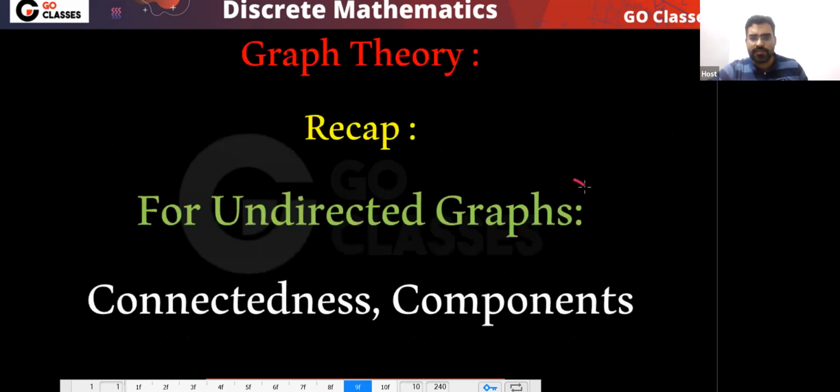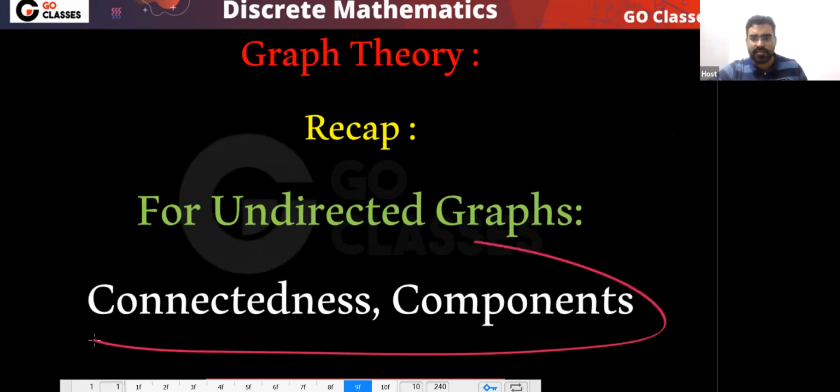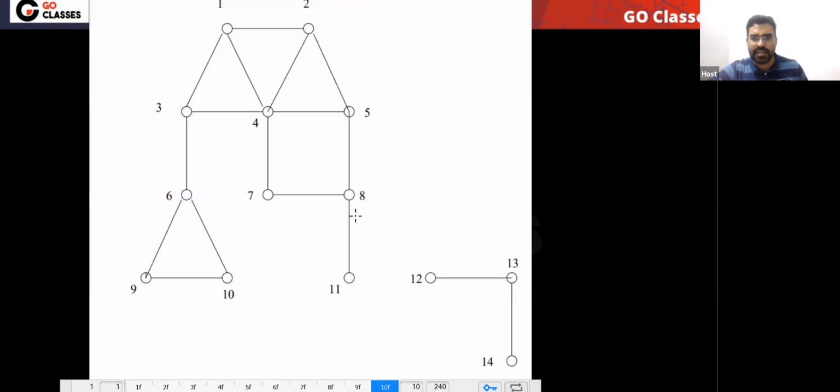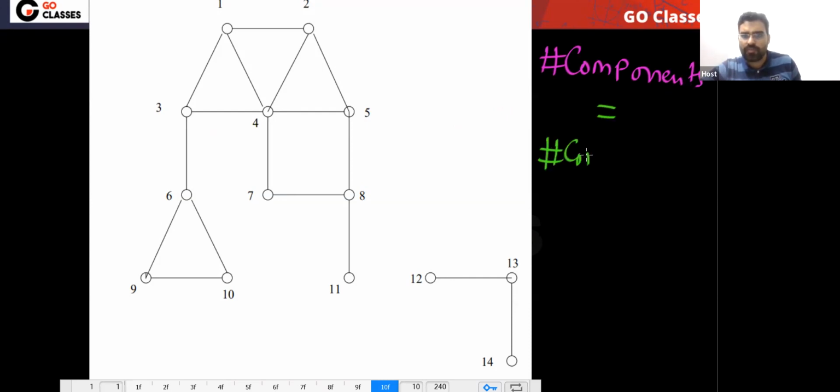Before we start, let's see for an undirected graph, what is connectedness and what are components. You already know. If you have an undirected graph, then what are the components? Components are like islands. So this is an undirected graph. In this graph, tell me how many components are there. What is the number of components? We also call them number of connected components. Number of components is the same as number of connected components, because every component is connected.